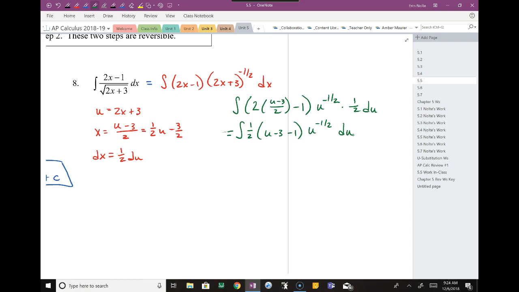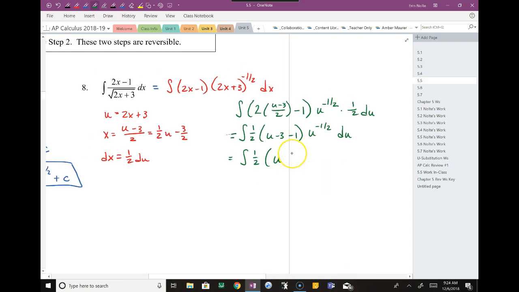Okay, so simplifying a little further, we're going to have 1/2. What's the inside of this going to be? U minus 4, u to the negative 1/2 du.